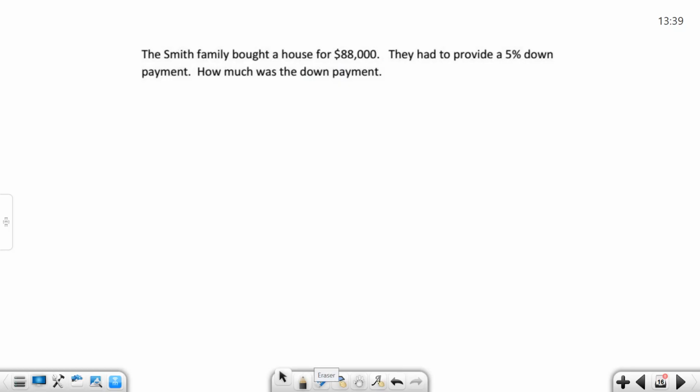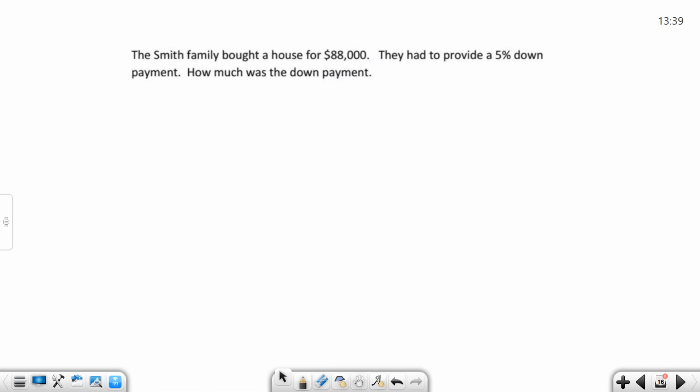Okay, now we're going to do some word problems with percents. So the Smith family is buying a house for $88,000, and they're having to provide a 5% down payment. So we're wanting to take 5% of the total.